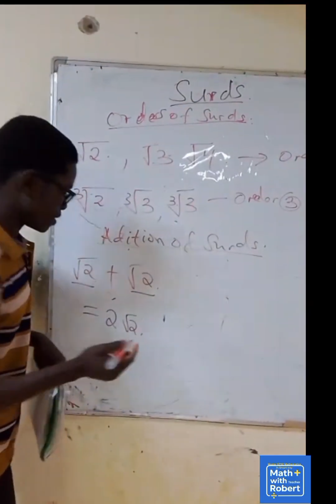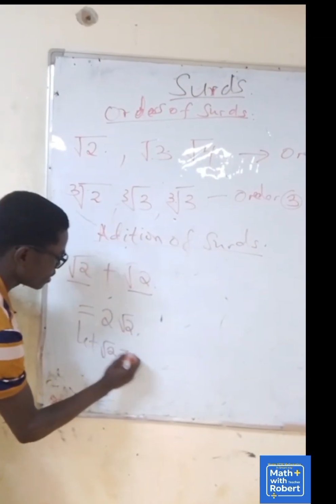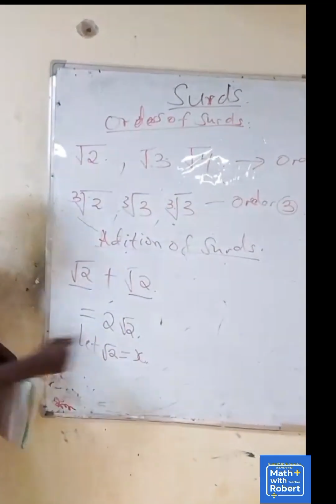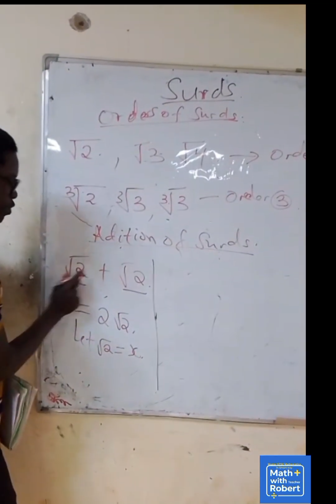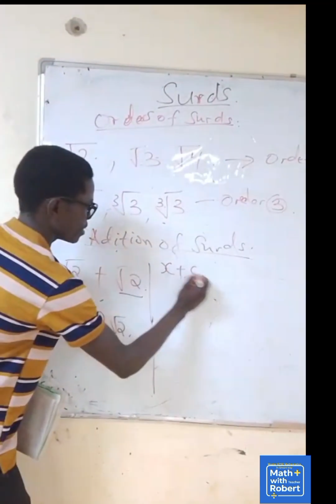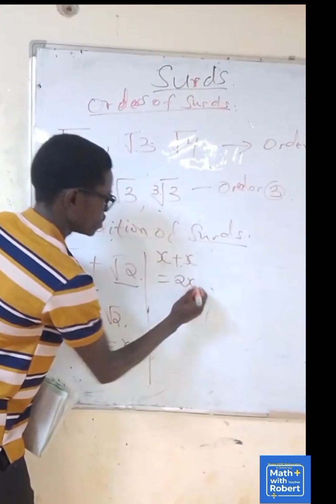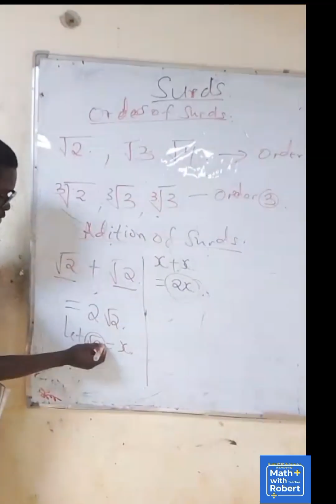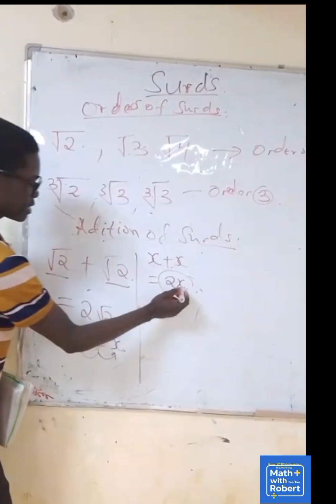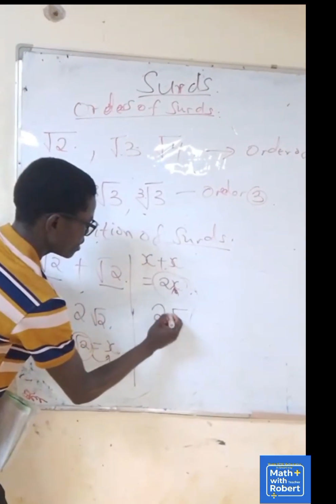If we are not able to do that, we can say like this, let Surd 2 be x. So if Surd 2 is x, you replace x plus x. Then x plus x is equals to 2x. So after reaching here, remember you said Surd 2 is equals to x. So you replace where there is x with Surd 2. So it is 2 Surd 2.